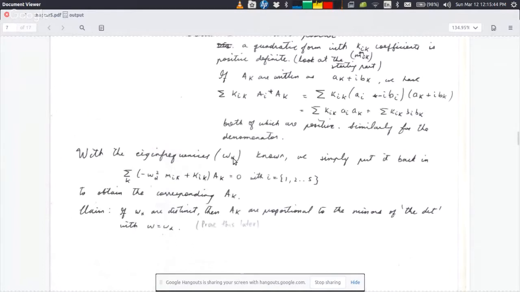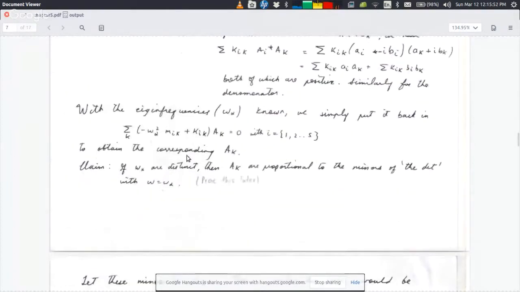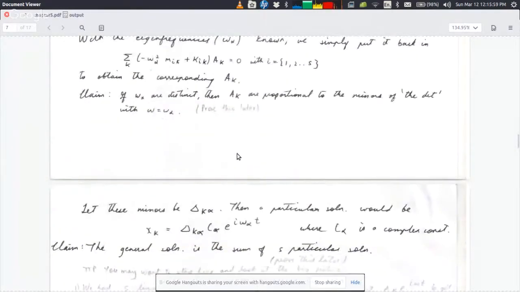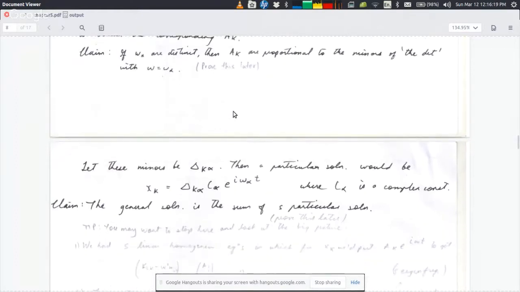Now, you solve the characteristic equation, and once you evaluate omega alpha, then you can plug them back in and obtain the solution for A_k. Since this matrix is known, you're going to find some A_k for which this is 0, and since you found S solutions for omega, you will have S solutions for A_k. Okay, so that means you will have S column vectors A.